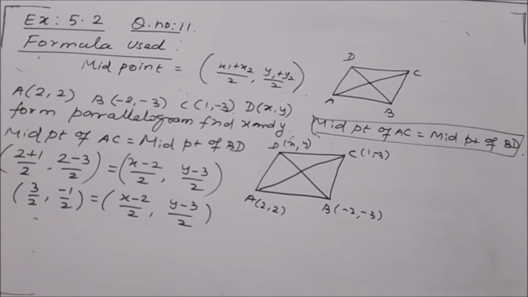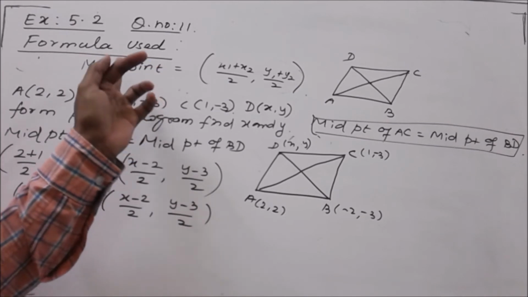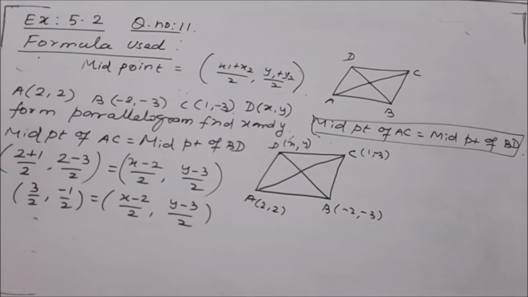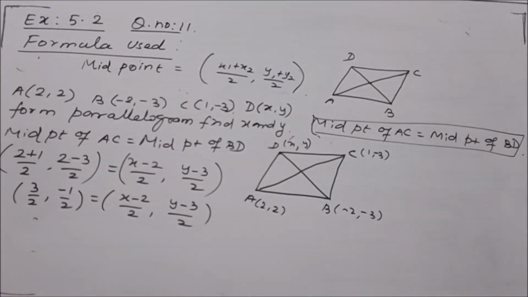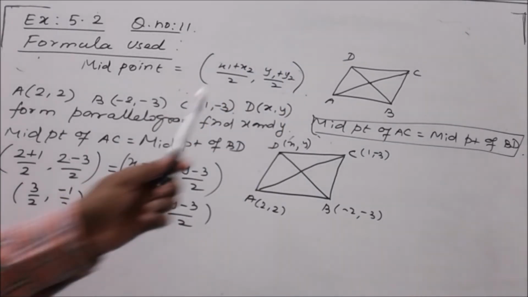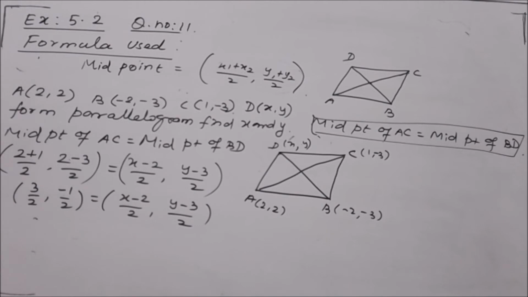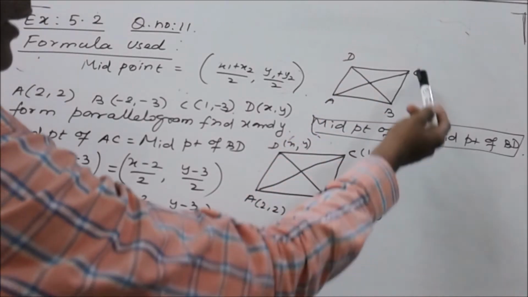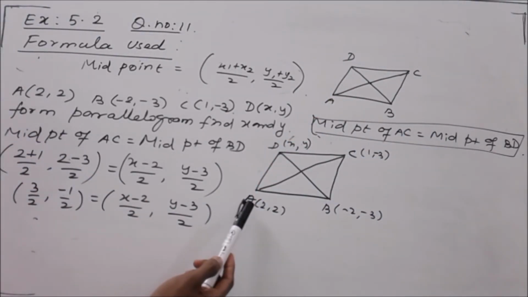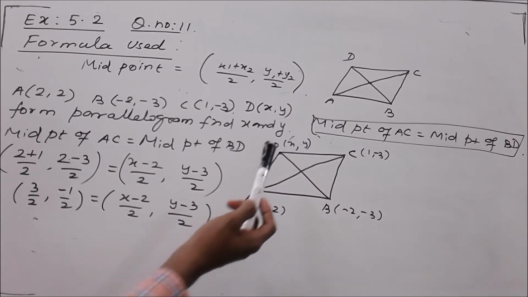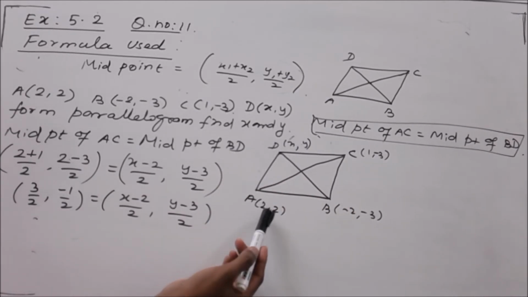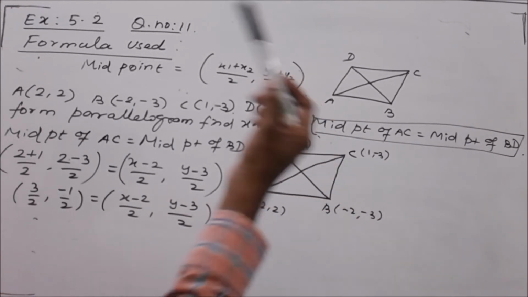Question number 11. The formula used here is the midpoint formula: (x1 plus x2) by 2 comma (y1 plus y2) by 2. In the given parallelogram, there are 4 points. The D coordinate is unknown, (x, y). A is (2, 2), B is (-2, -3), C is (1, -3), D is (x, y).